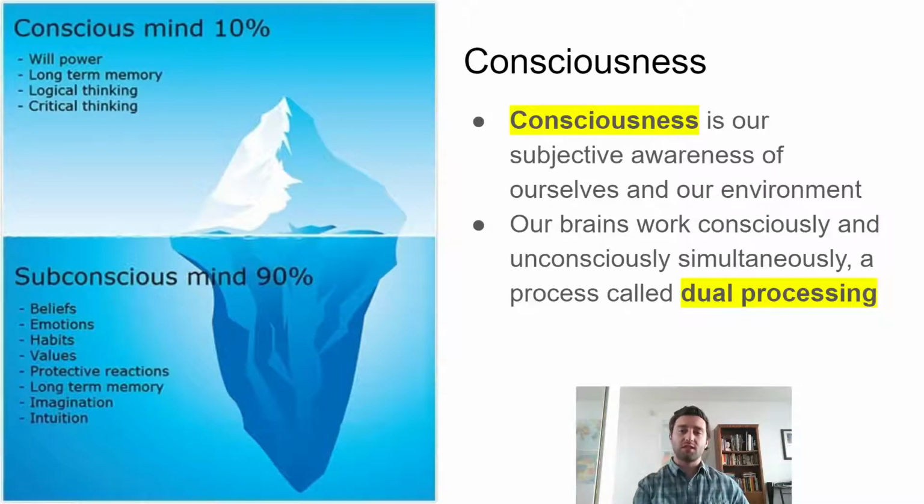So consciousness is our subjective awareness of ourselves and our environment. For something to be conscious, we have to actively be aware of it. And this is really tricky. It's kind of a hard thing to wrap your mind around, because something that's unconscious or subconscious, we're not aware of it. So it's really hard to imagine what the difference is. We will see maybe even better examples of this when we talk about sensation and perception.